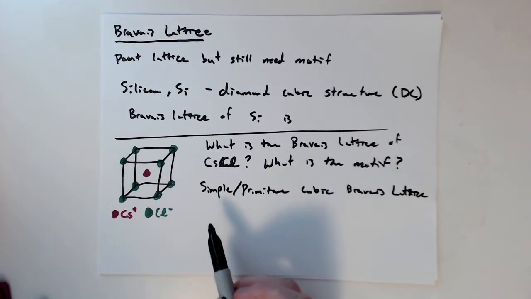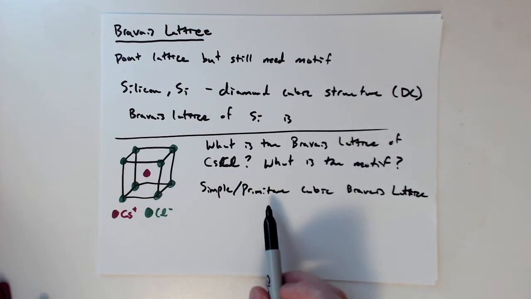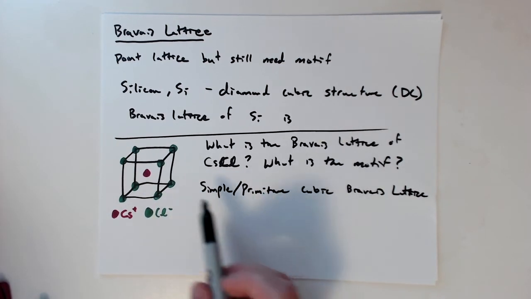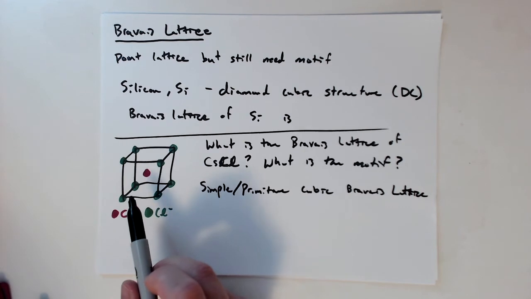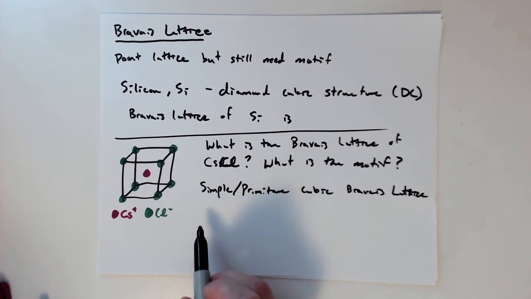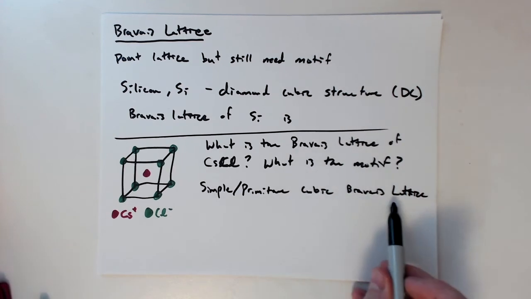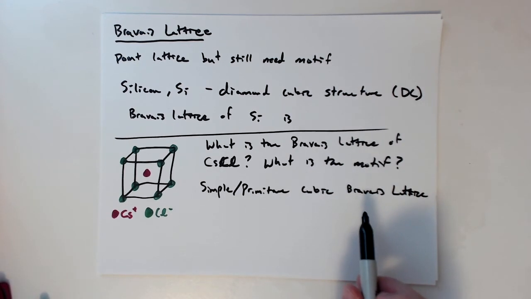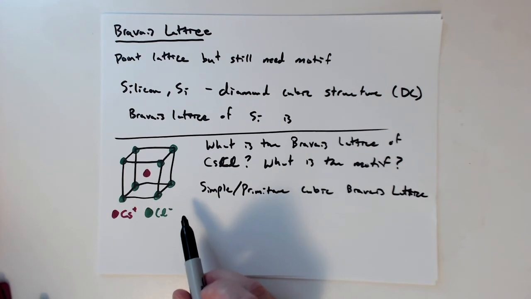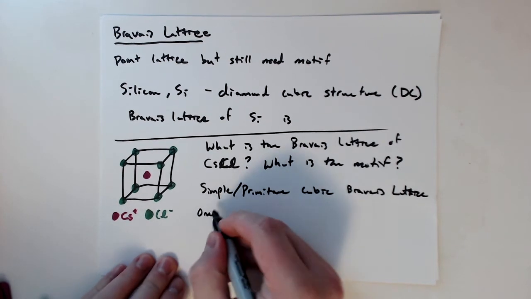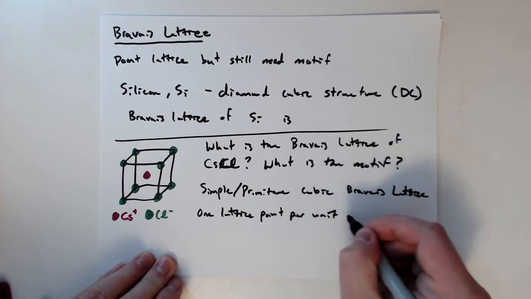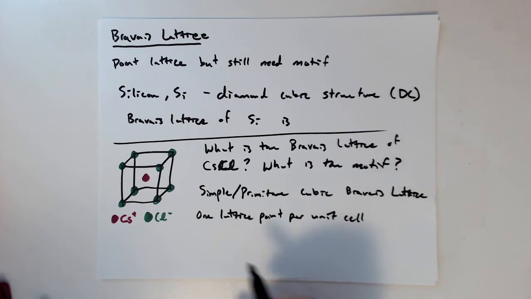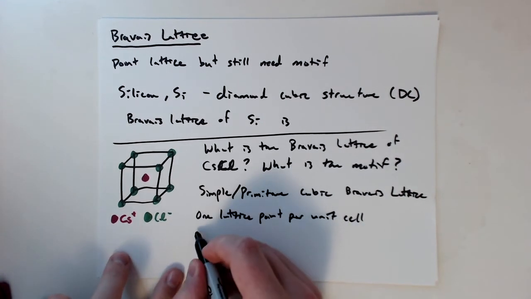So how we think of this is, again, a simple or primitive cubic Bravais lattice has points on the corners, right? So what this means is that we have a simple Bravais lattice. Again, there's a difference between the Bravais lattice and the crystal structure, but we have multiple ions associated with each point, right? Because we only have one lattice point per unit cell. So in this case, we have simple cubic.